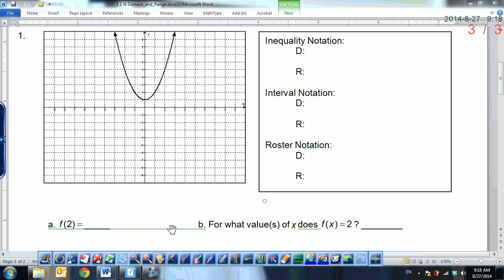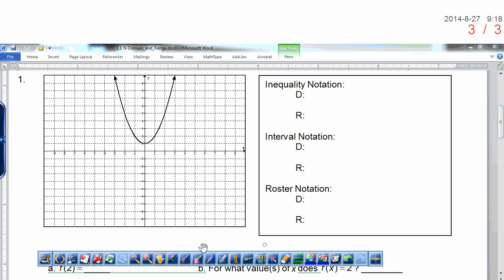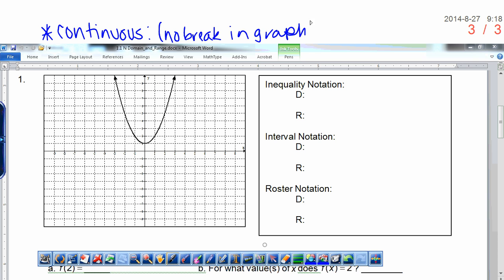This graph is what I call a continuous graph. That's a vocabulary you definitely want to know. A continuous graph or a continuous function means there's no break in the graph. Basically, the way I like to remember it is you could draw it without having to pick up your pencil. You don't have to jump.